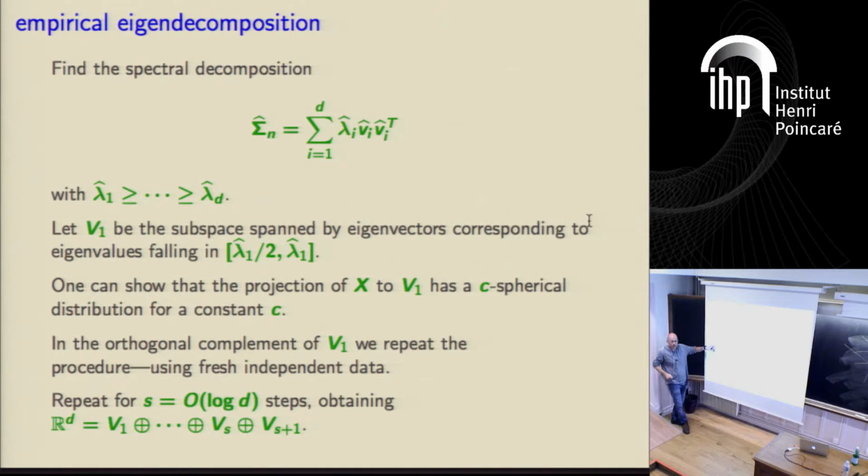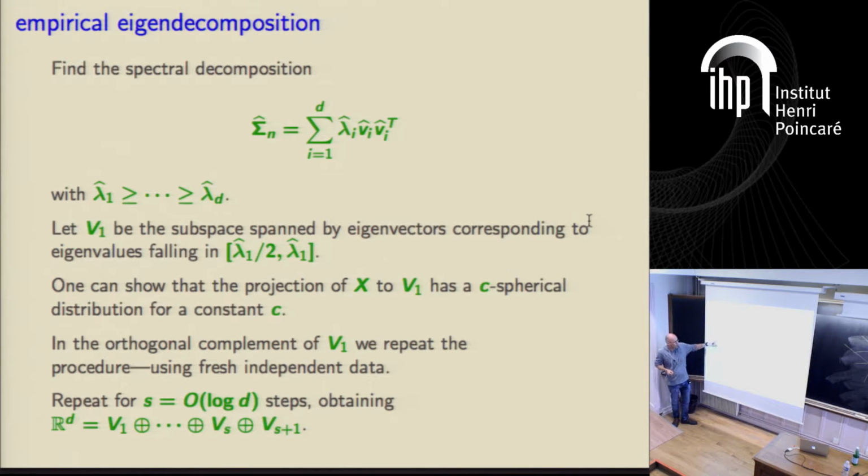and so we can compute the spectral decomposition of this, order the empirical eigenvalues, and now our first subspace is going to be the subspace spanned by the eigenvectors that correspond to the eigenvalues between the largest and the largest divided by 2. Okay, so we're going to take an exponential step. We take only those eigenvectors whose eigenvalue is among the largest, and we take the space spanned by those eigenvectors. This is going to be our first subspace.